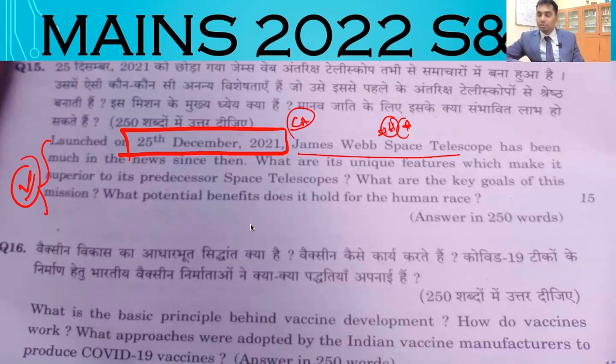Launched on 25th December 2021, James Webb Telescope has been much in the news since then. So if you remove this sentence, what are the unique features of James Webb Telescope which makes it superior to earlier versions? Next, what are the key goals? So what are the features? What are the key goals of this mission? What are the benefits? So they are asking 3 questions in this, which means they are giving 3 subheadings, right? Take one subheading each and fill up your answer.